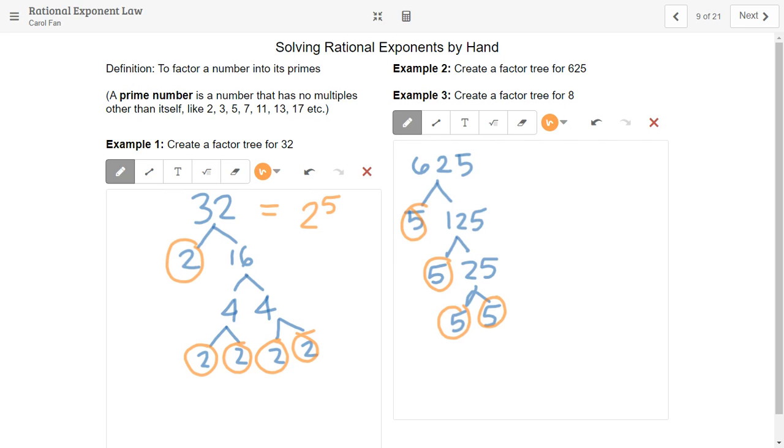So we've got 4 5s multiplied together. So 625 is equal to 5 to the power of 4.